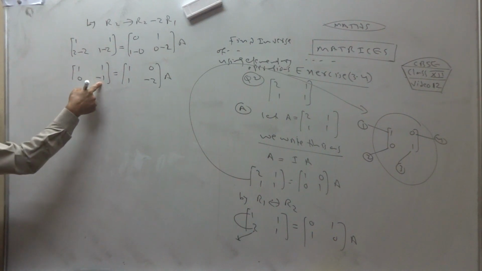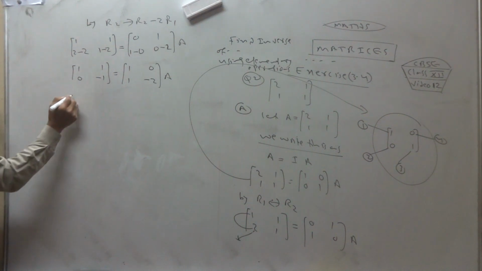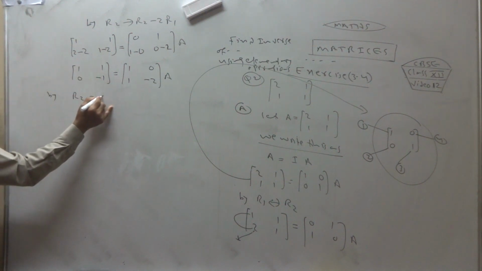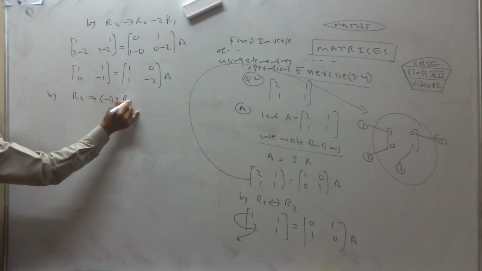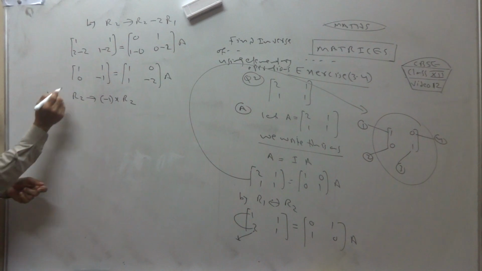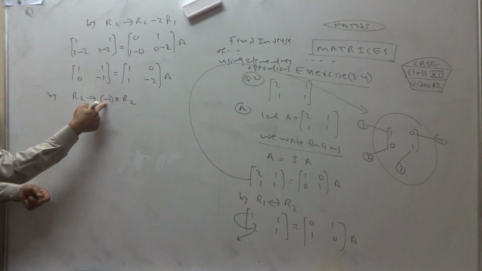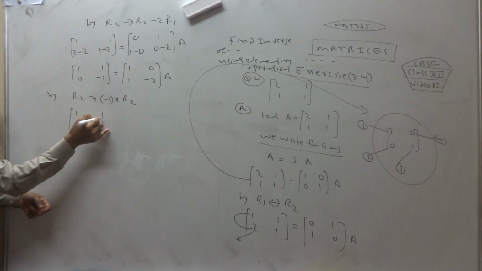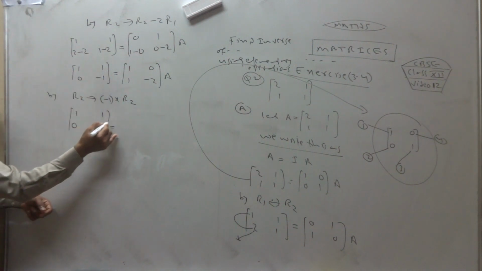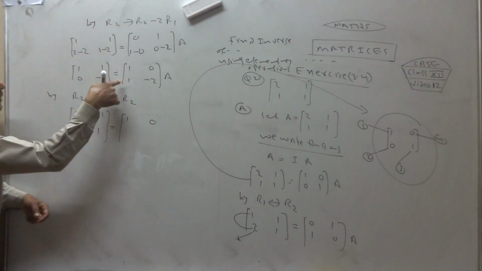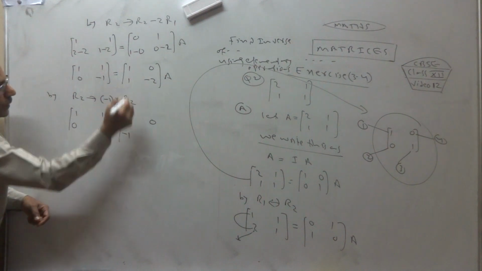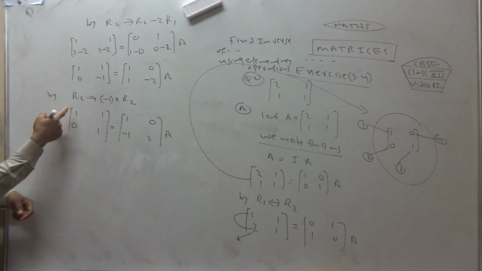Now you make this 1. How can I get 1 here? I have to change R2. R2 is multiplied by minus 1. Yes, possible. You can multiply by any non-zero number. So R2 is multiplied by minus 1. Minus 1 into 0, minus 1 into minus 1 plus 1. Minus 1 into 1, R2. Minus 1 into 1, minus 1, minus into minus plus 2. Yes, see, I got 1, 0, 1.